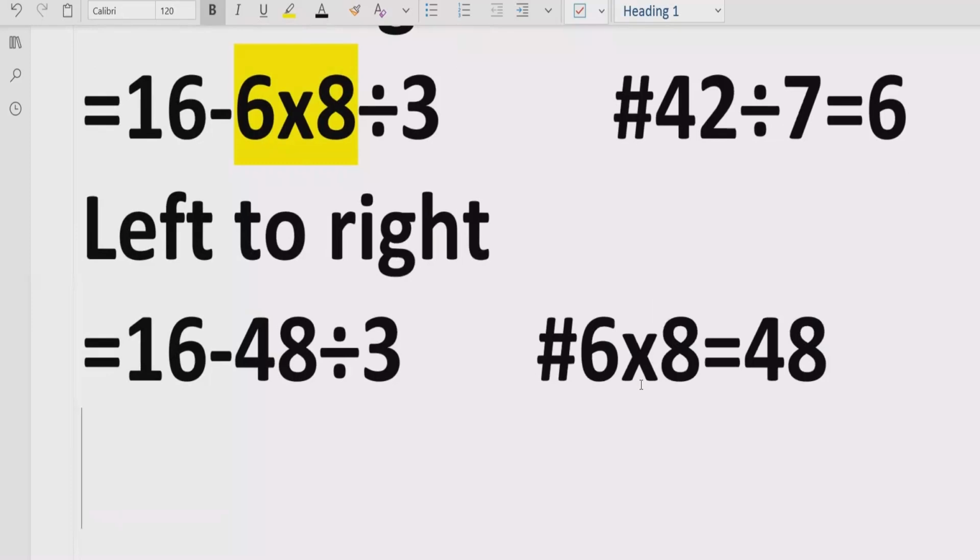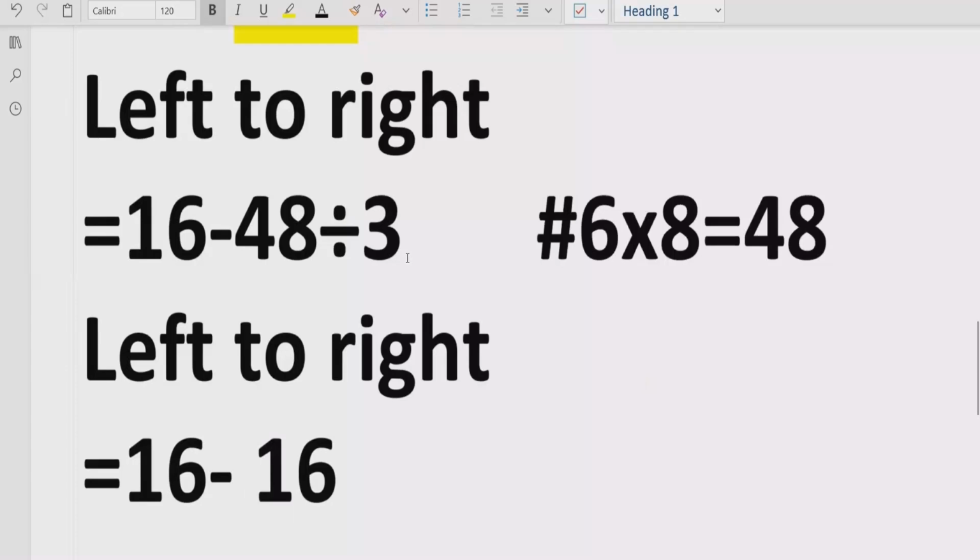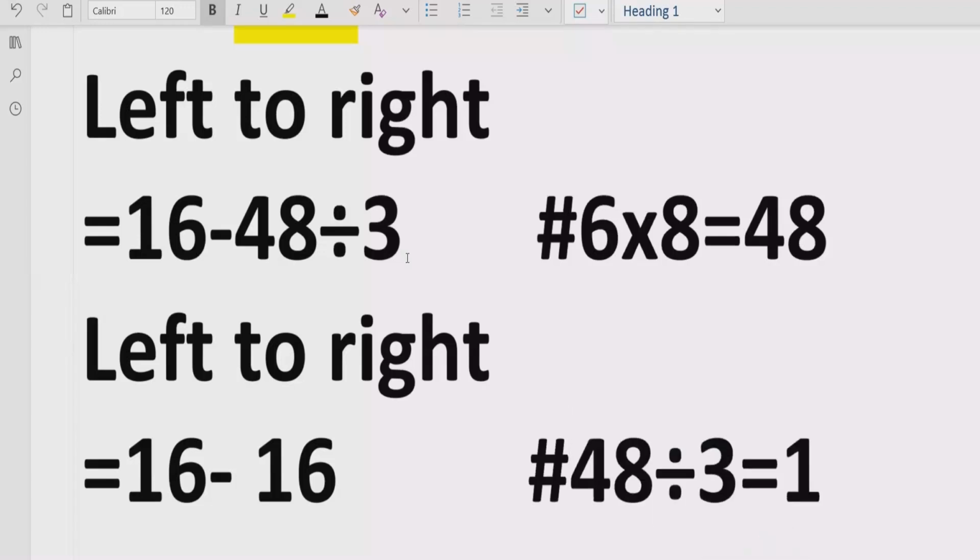Now move forward. Step number 3 we will again repeat because we have another division. So this is 16 minus 48 divided by 3. So it becomes 16. And here we have to give the reference like 48 divided by 3 equals 16.